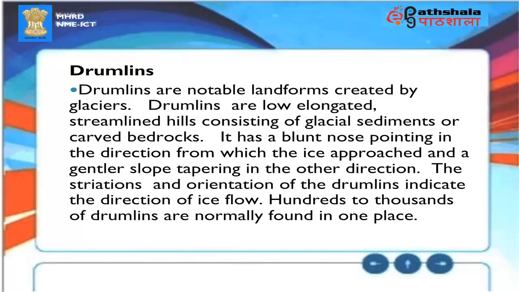Drumlins. Drumlins are notable landforms created by glaciers. Drumlins are low, elongated, streamlined hills consisting of glacial sediments or carved bedrocks. It has a blunt nose pointing in the direction from which the ice approached and a gentler slope tapering in the other direction. The striations and orientation of the drumlins indicate the direction of ice flow. Hundreds to thousands of drumlins are normally found in one place.